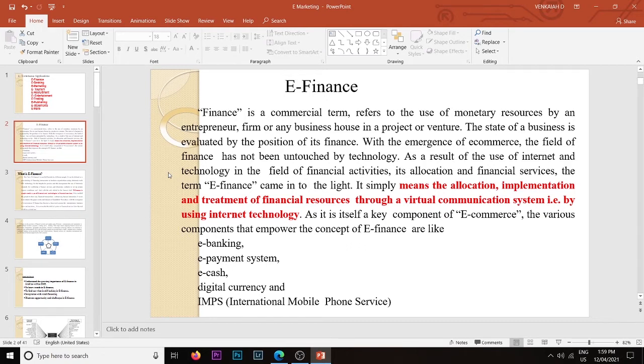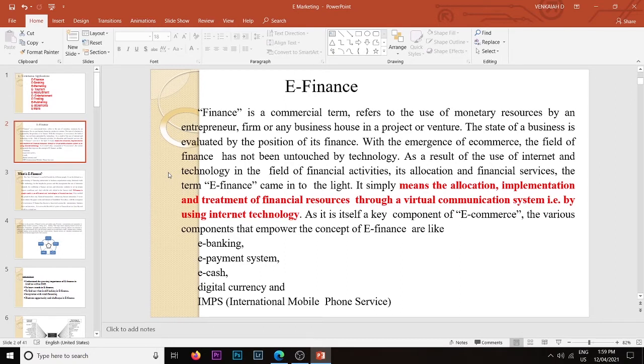The state of a business is evaluated by the position of its finance, and as a result of the use of internet and technology in the field of financial activities, allocation and financial services, the term e-finance came into light. So e-finance is nothing but the usage of electronics and communication technology in financial resources or financial activities. That's why it is called e-finance.